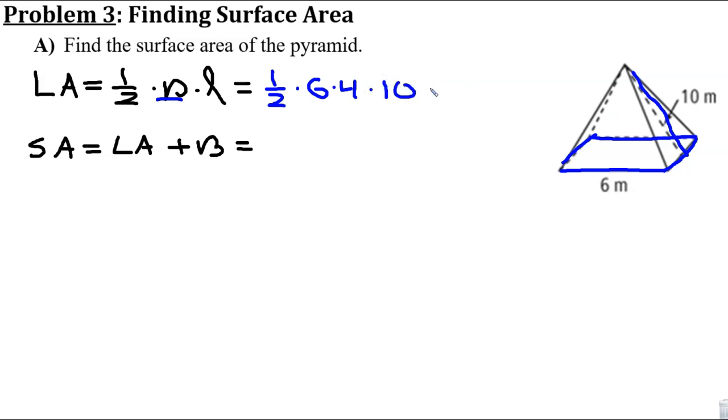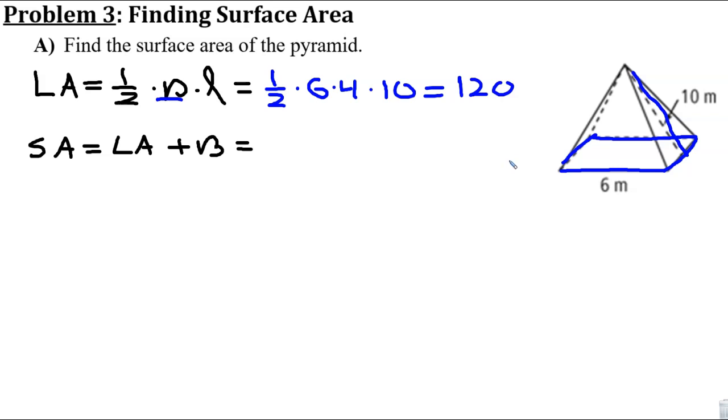When I make this calculation here, it's going to take care of all 4 of the triangles around this pyramid in one shot. And actually, if I skipped the 4 here and just did 1/2 times 6 times 10, that would be 1/2 times base of the triangle times height of the triangle. Multiplying by 4 gives me all 4 at the same time. When I make that calculation, I get 120.